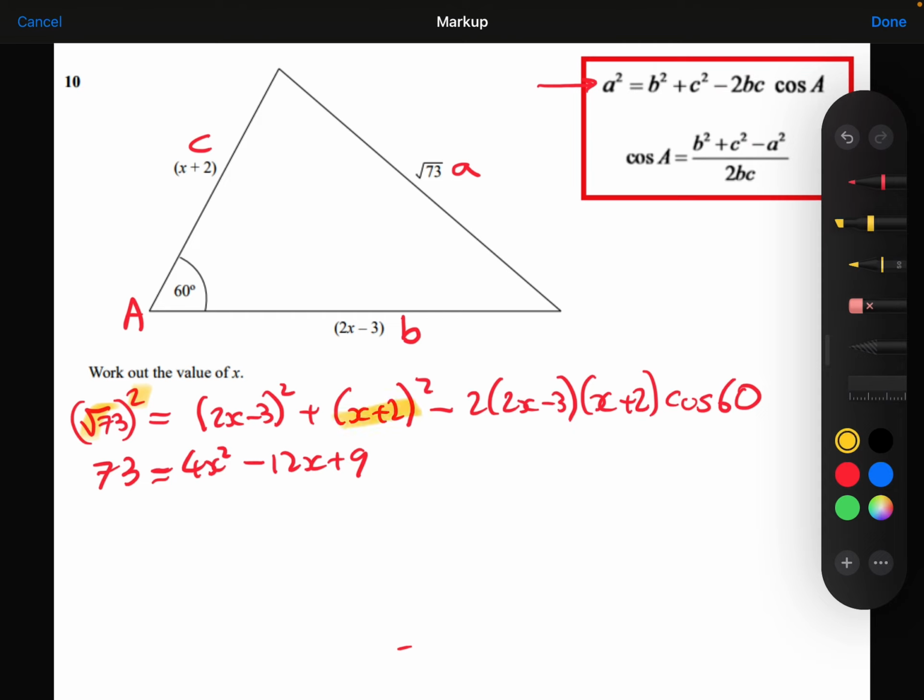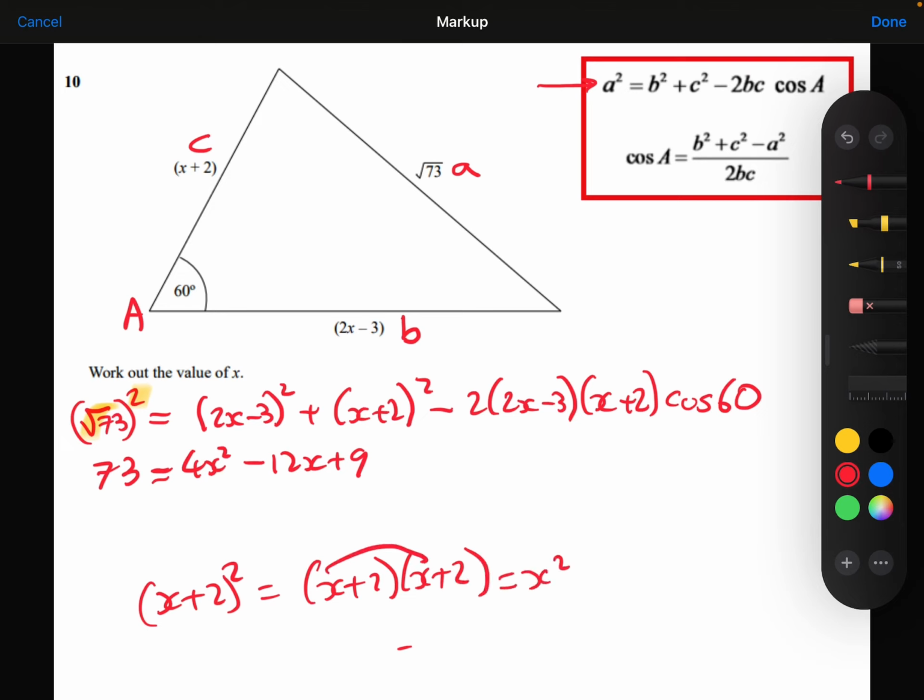Next, the x plus 2 all squared. Let's do that. So x plus 2 all squared is the same thing as x plus 2 times x plus 2. X times x is x squared. X times 2 is 2x. 2 times x is 2x. 2 times the 2 is 4. And then we can collect up the like terms. The 2x and the 2x is 4x.